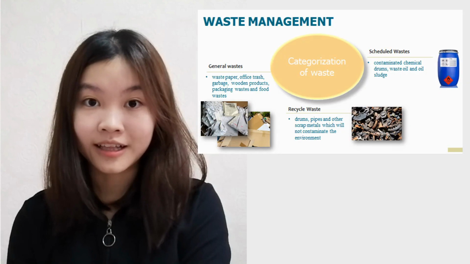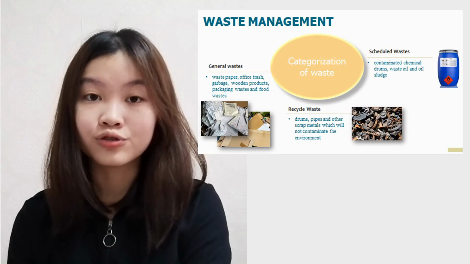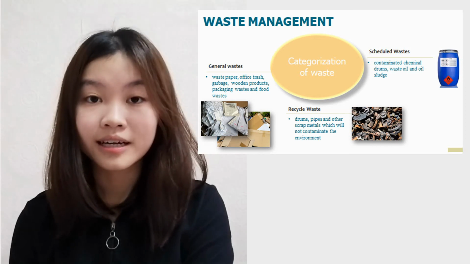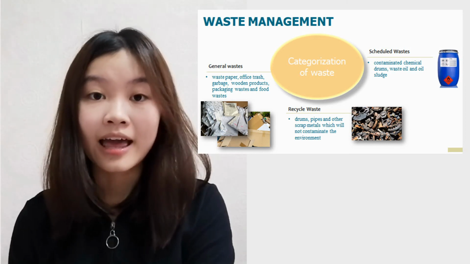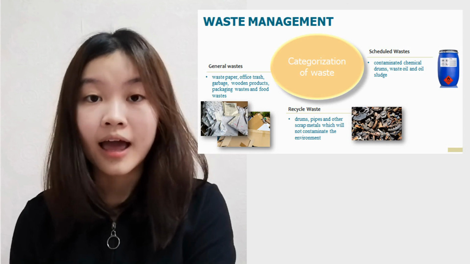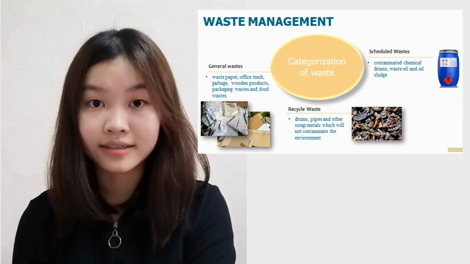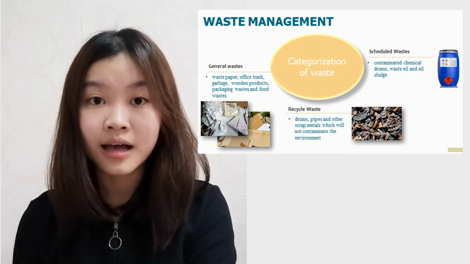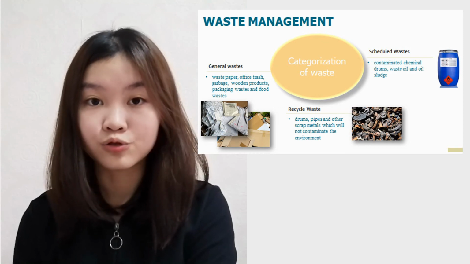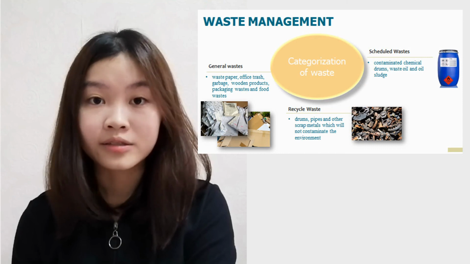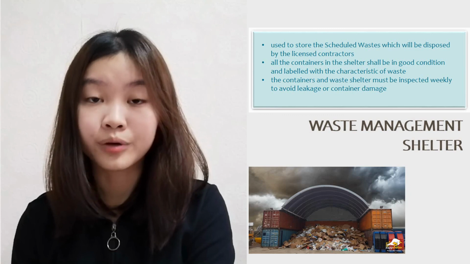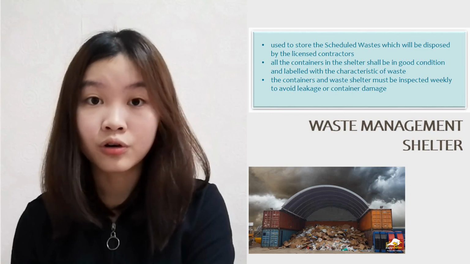In this project, the wastes are divided into three categories, which are general waste, such as office trays and food waste. And the second one is recycled waste, such as pipes and drums, while the scheduled waste are contaminated chemical drums and waste oil. Waste management shelter is prepared on site to store the scheduled waste.